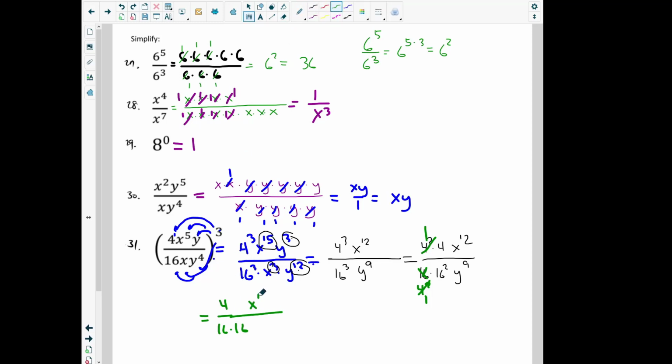Times x to the 12th. We don't lose this over y to the 9th. So this will reduce, right? So 4 and 16 reduce to 1 over 4. Okay? So ultimately, and there's a faster way to do that, I'm just kind of showing you this one particular way. So 16 times 4 is 64. So that's your final answer.